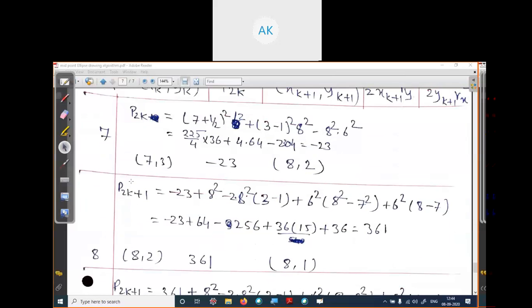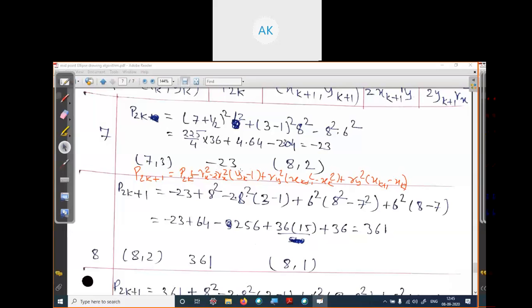The next decision parameter in region 2 is p2k plus 1 equals p2k plus rx square minus 2 rx square into yk minus 1 plus ry square times xk plus 1 square minus xk square plus ry square times xk plus 1 minus xk. Put this value in this equation.